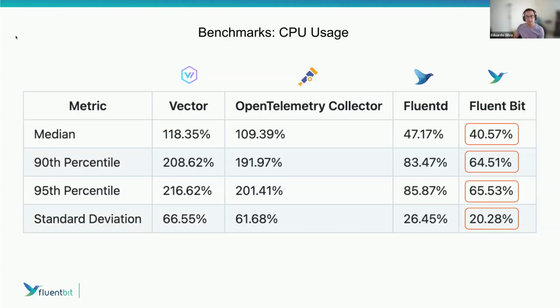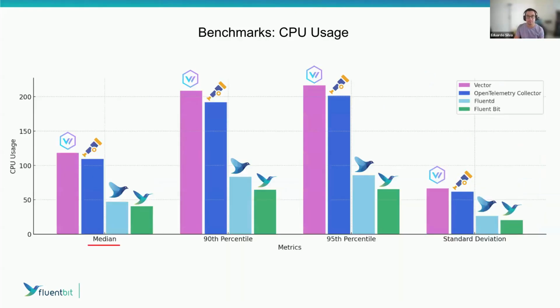In CPU usage, we got that the median for processing these big files for, I think, a couple of minutes, if I remember correctly, is around 40%. It was a really, really intensive test in terms of the data being generated. However, Vector was 118, the OpenTelemetry collector is 109. So when you're processing data at a very high scale, it's really important to understand how much gas you need to process that. And I think FluentBit did pretty well.